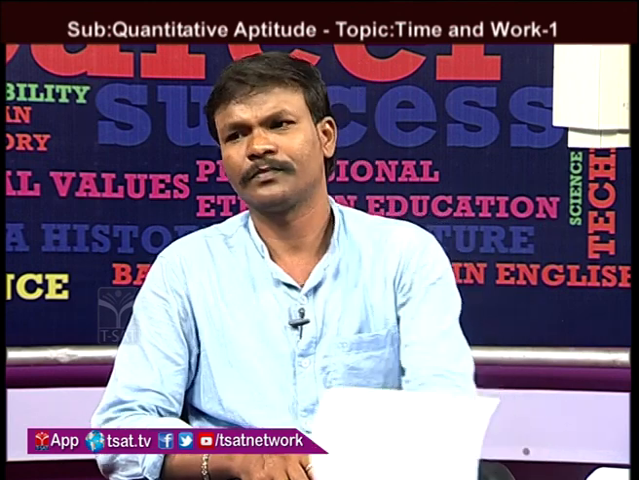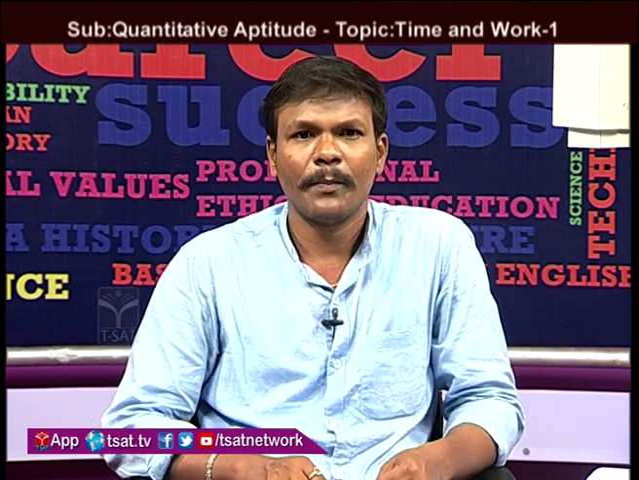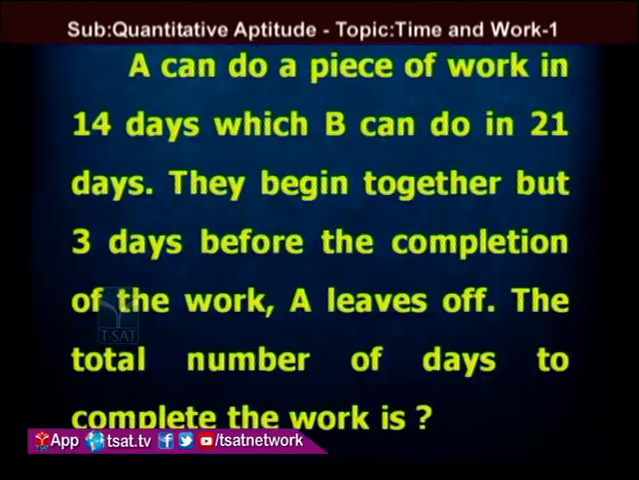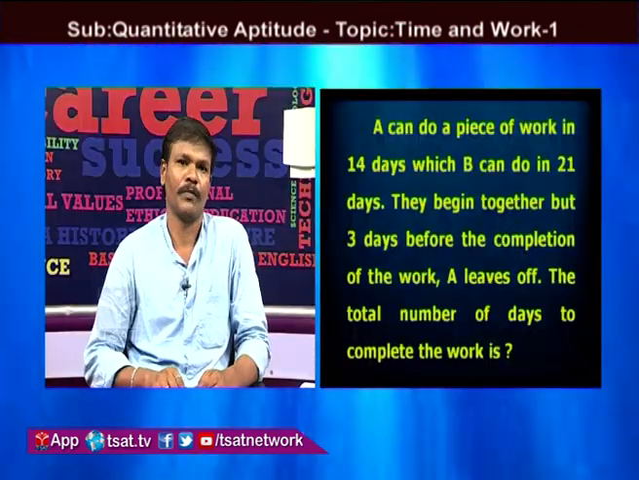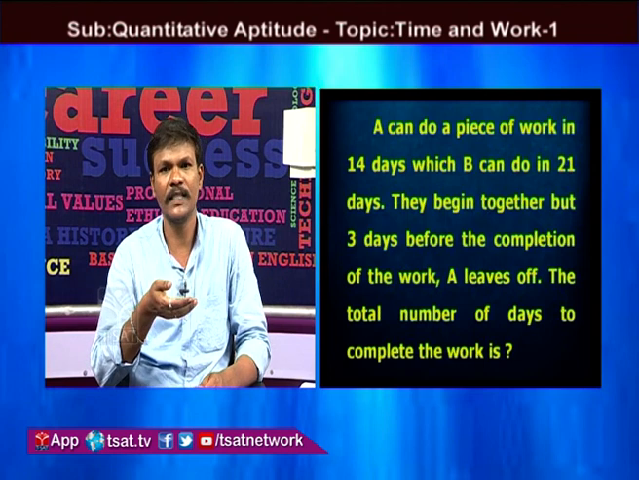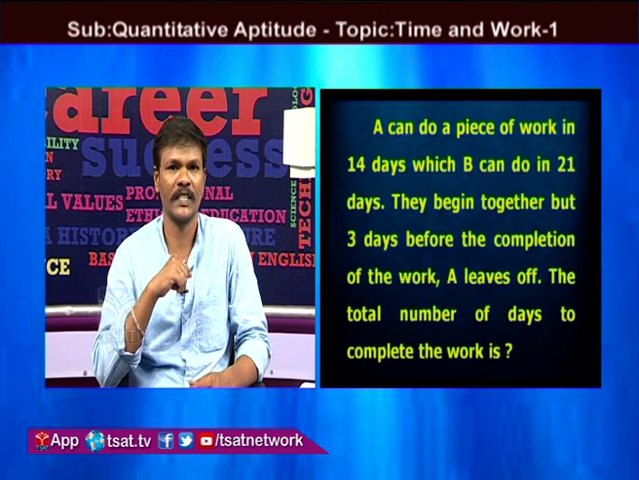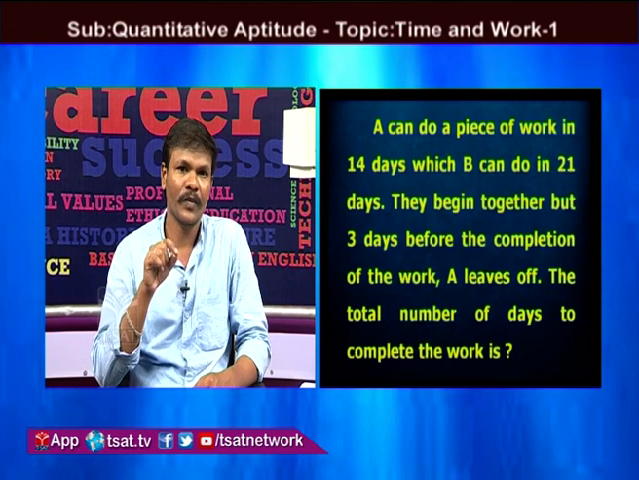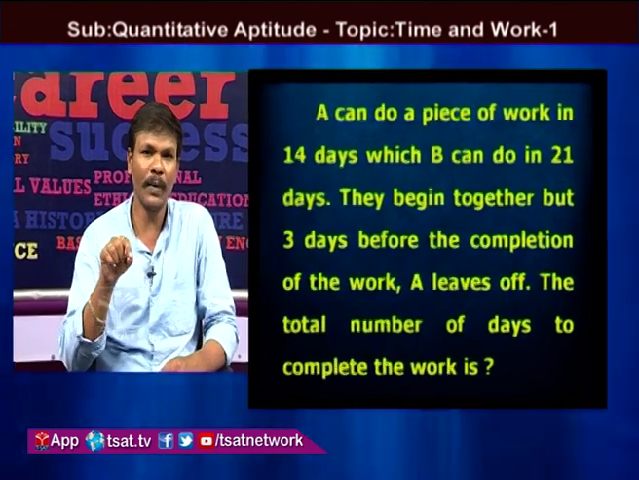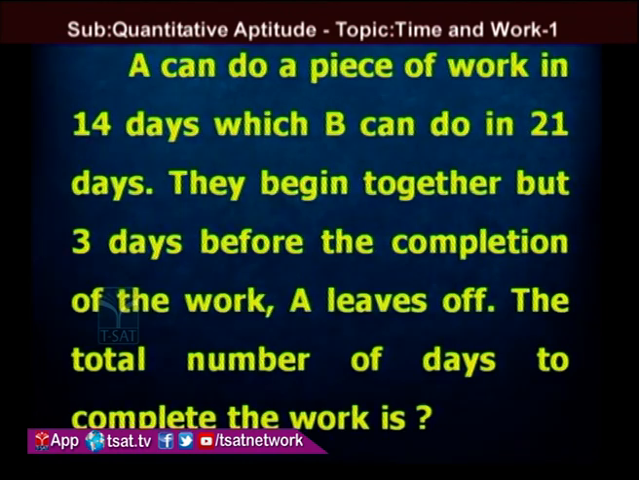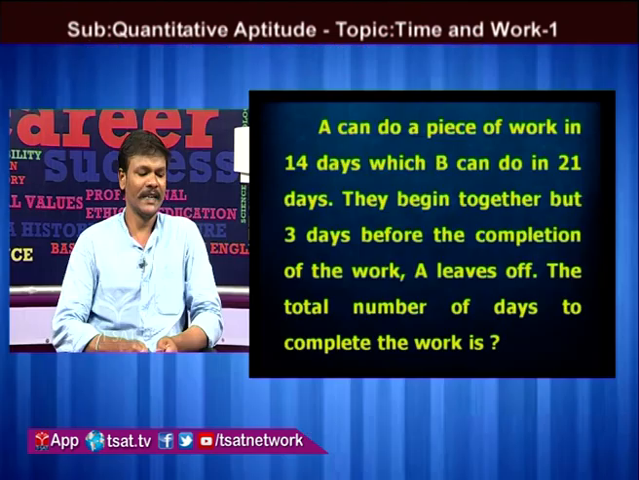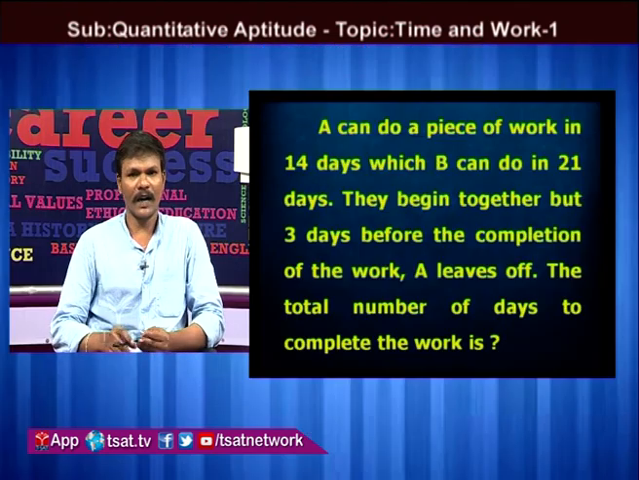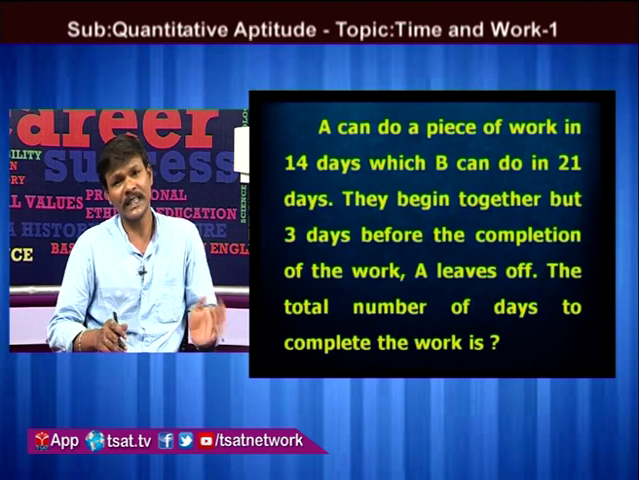The next question is: A can do a piece of work in 14 days, B can do it in 21 days. So, A alone completes the work in 14 days, B alone completes the work in 21 days. They began together, but 3 days before the completion of the work, A leaves off. The total number of days to complete the work is? The question is different from the previous question, but this is the same model.